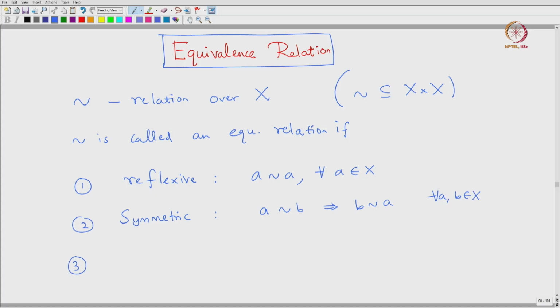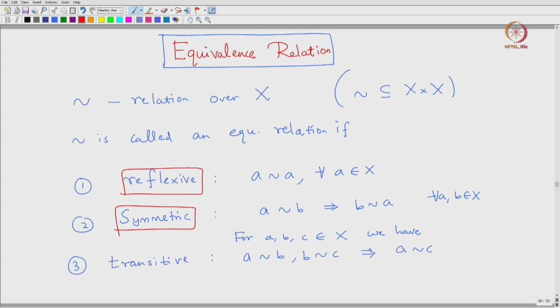As a third property we have transitivity. So, the transitive property says that whenever A is related to B, and B is related to C, that should imply that A is related to C. Again, this is true for all A, B, C inside X. Okay. So, these three properties should be satisfied: reflexive, symmetric and transitive. So, one way to remember this, we can actually think of equivalence relation as being equal to each other.